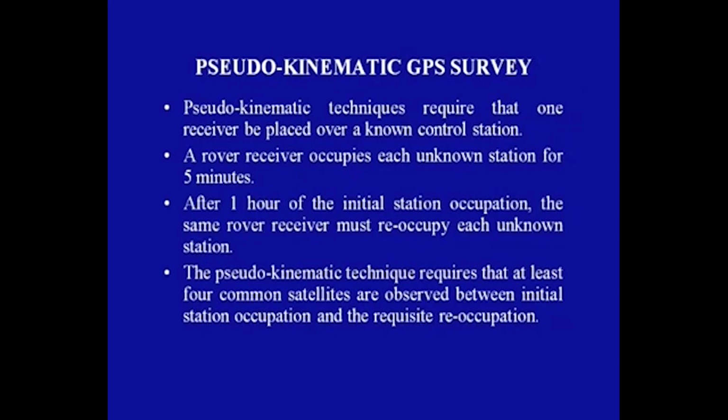Pseudo-kinematic techniques require that one receiver be placed over a known control station. A rover receiver occupies each unknown station for about 5 minutes. After 1 hour of initial station occupation, the same rover receiver must reoccupy each unknown station. The pseudo-kinematic technique requires that at least 4 common satellites are observed between the initial station occupation and the requisite reoccupation.